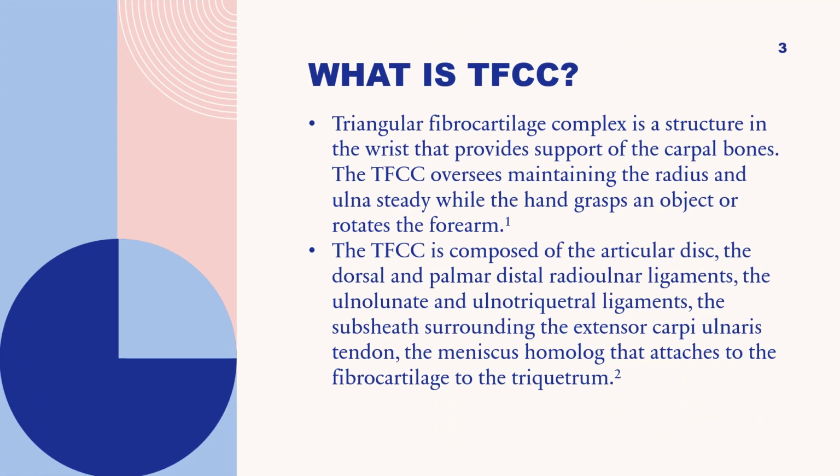So what is TFCC? Well, the triangular fibrocartilage complex is a structure in the wrist that provides support of the carpal bones. The TFCC oversees maintaining the radius and ulna steady while the hand grasps an object or rotates the forearm. The TFCC is composed of the articular disc, the dorsal and palmar distal radial-ulnar ligaments, the ulnar lunate and the ulnotriquetral ligaments, the subsheath surrounding the extensor carpi ulnaris tendon, and the meniscus homologue that attaches the fibrocartilage to the triquetrum.